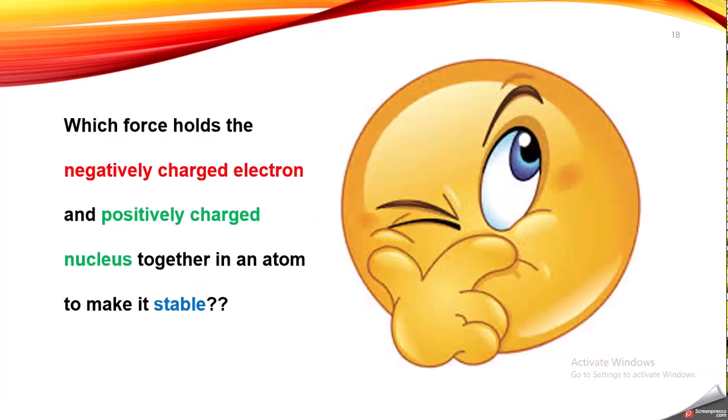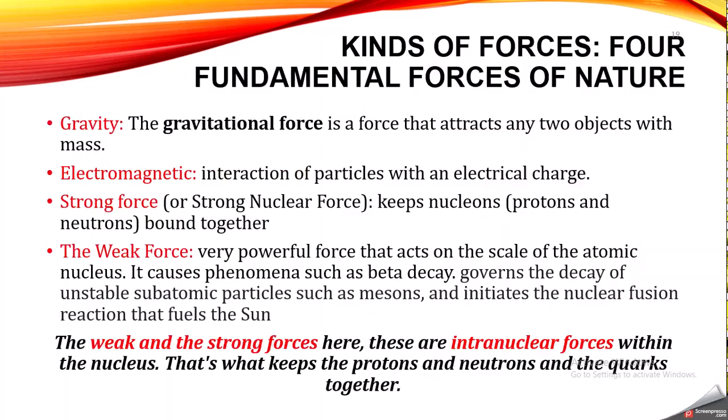Now the question is that we have a positively charged nucleus and a negatively charged electron in the atom. So there are two oppositely charged things. How are they held together in an atom, and how are they making it stable? Because if they combine together, they will neutralize each other and will not exist separately, and the structure of the atom will be destroyed. So we want to know what kind of force is holding them inside the atom so that they are also stable. Generally we have four kinds of forces.